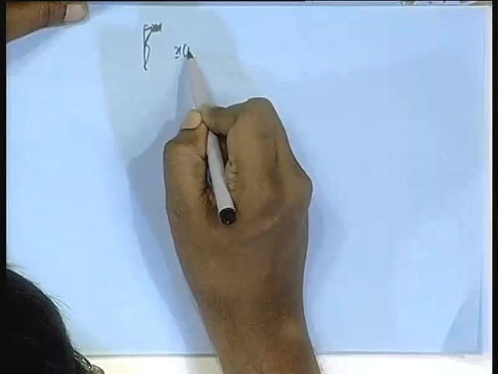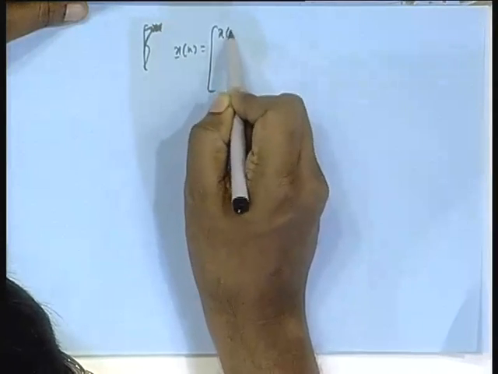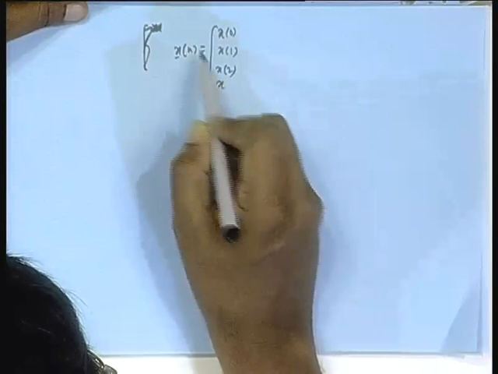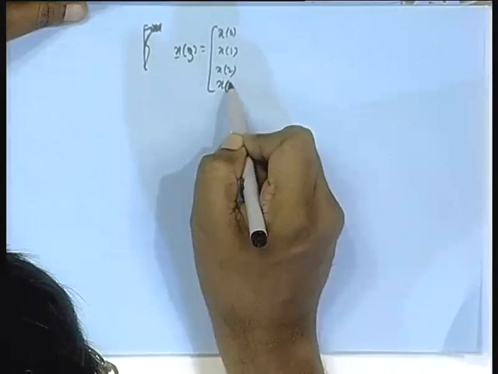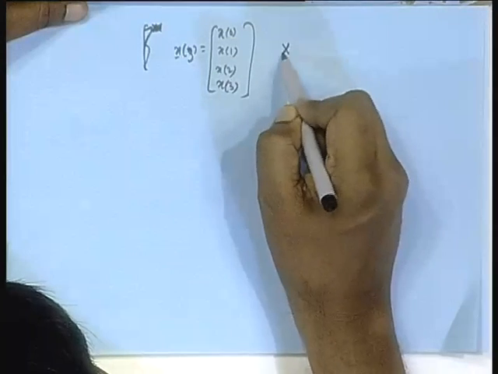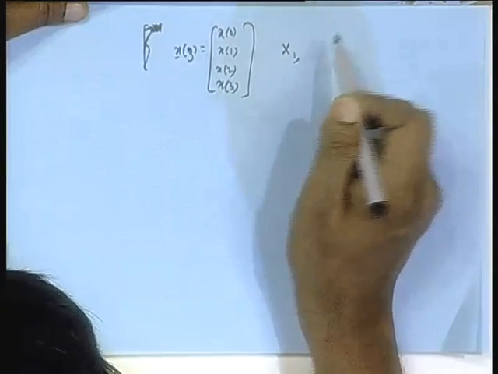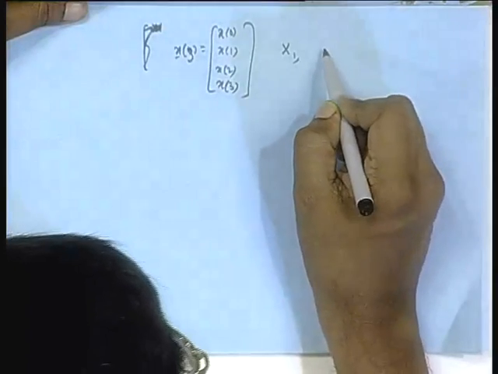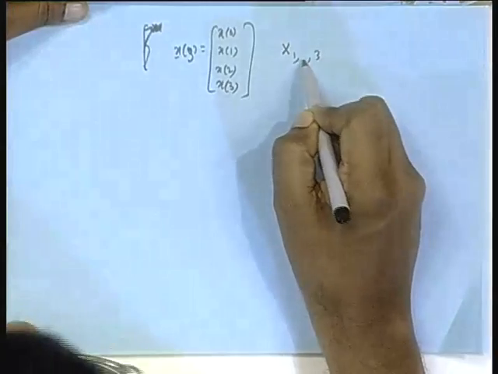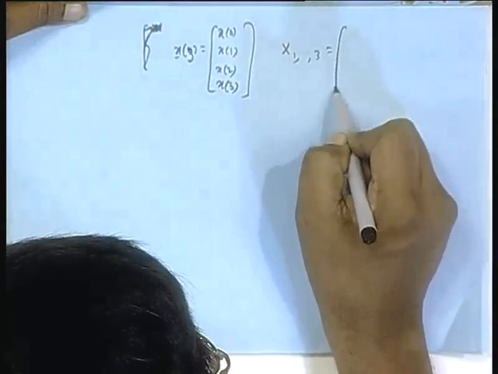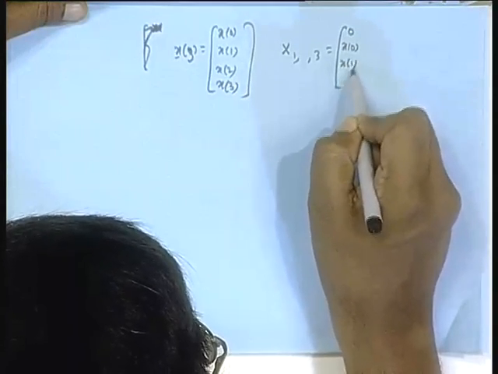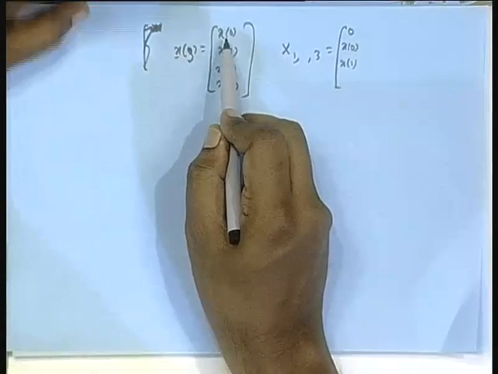That means x 4 is what? x 0 as an example only. I am taking n equal to 4, or n equal to 3, x 3. And what is that matrix? Just a minute. I will put an appropriate figure here. First one is the delayed version. Remember, I am assuming x 0 is non-zero.